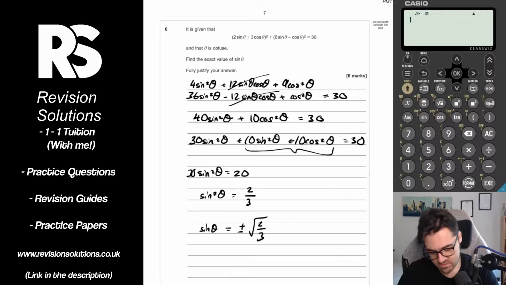Let's rationalize the denominator quickly, so if I times the top and bottom by root 3, that would be the same as plus or minus root 6 over 3. And then we have to decide which one we want.